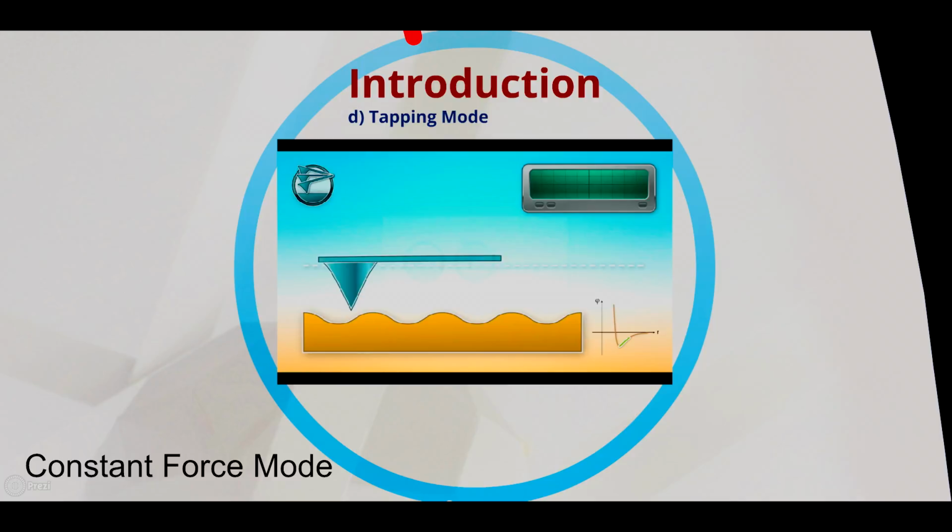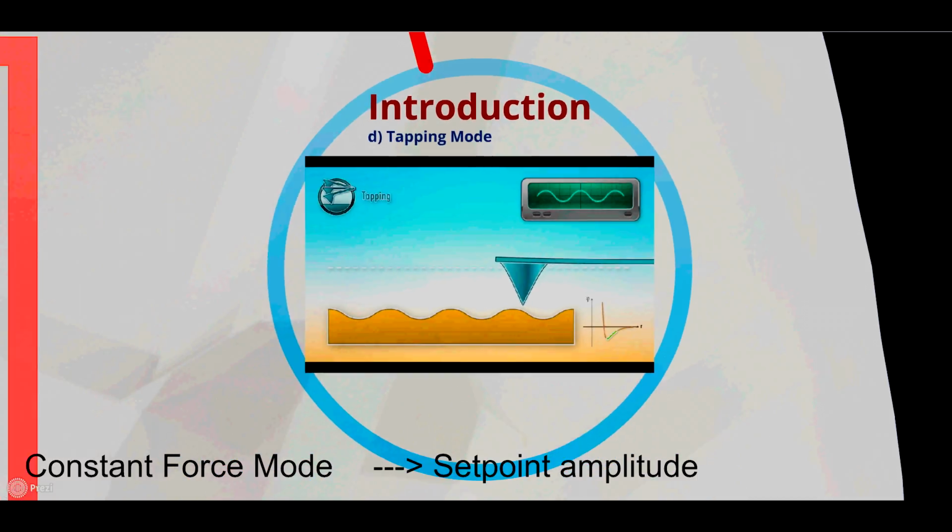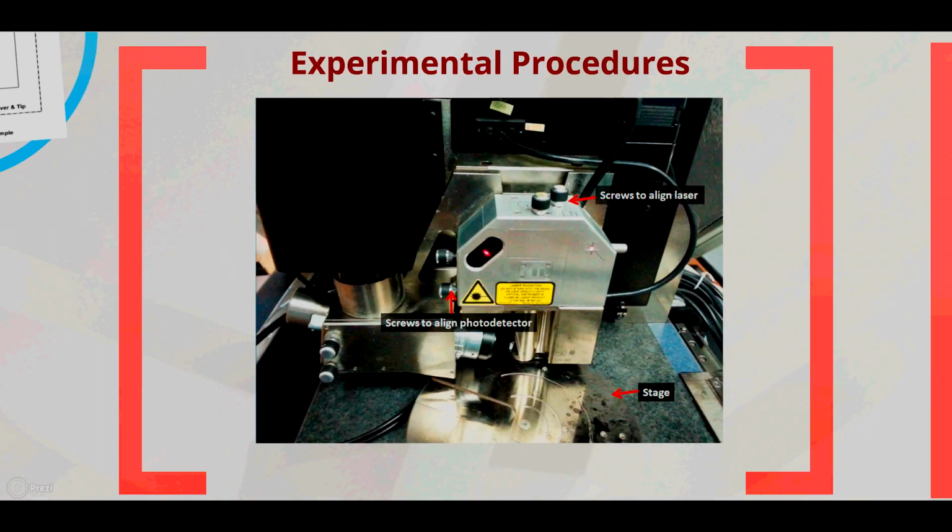To map the surface topography of the sample, constant oscillation amplitude is maintained. This constant amplitude is called set point amplitude. Hence, the vertical position of the scanner at each XY data point in order to maintain a constant set point amplitude is stored in the software to form the topography of the sample surface. So now, let us proceed to the experimental procedures.